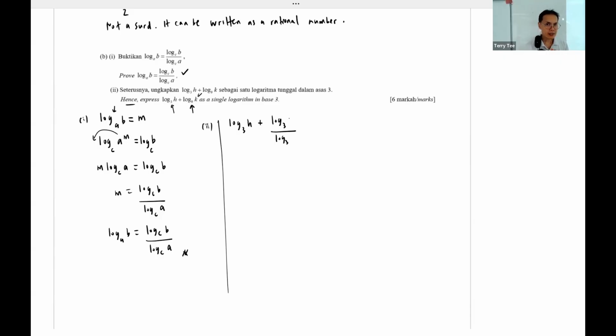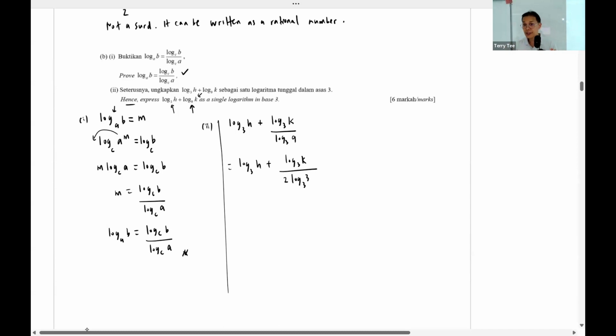Remember, this 9 is the original base, k is the original number. Original number stays on top, 9 stays down. Now, what is log base 3 of 9? 9 is what? 3 power 3. So maybe I do slowly. I write 3 here, power 3. Sorry, 3 power 2, not 3 power 3. 3 power 2. The power 2 you bring in front.